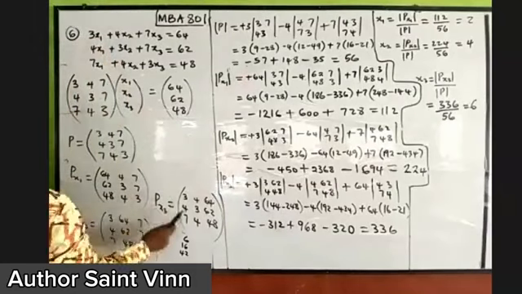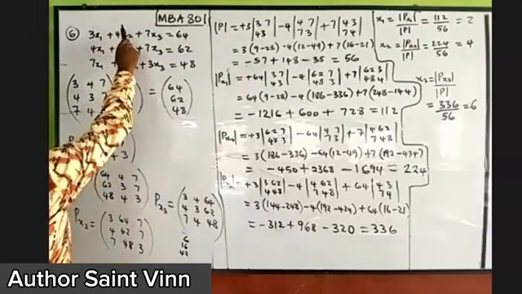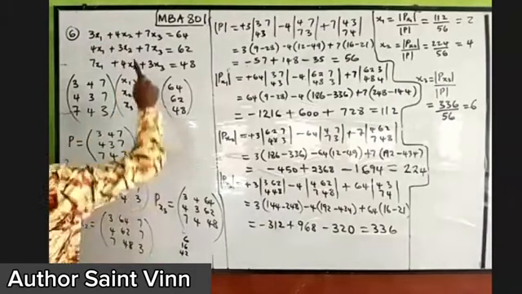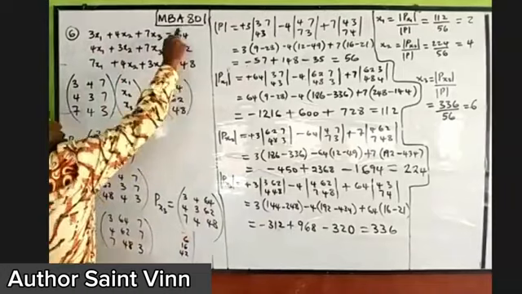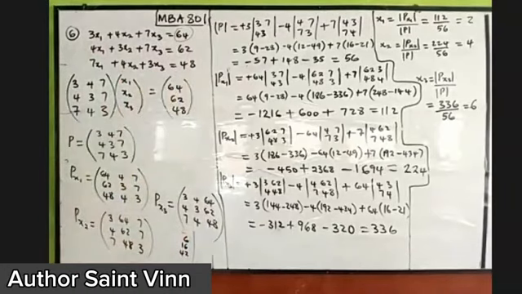3 times 2 is 6. 4 times 4 is 16. 7 times 6 is 42. Add everything together, it must give you this. If it does not, it shows you have not done a good job. You start all over and check it.